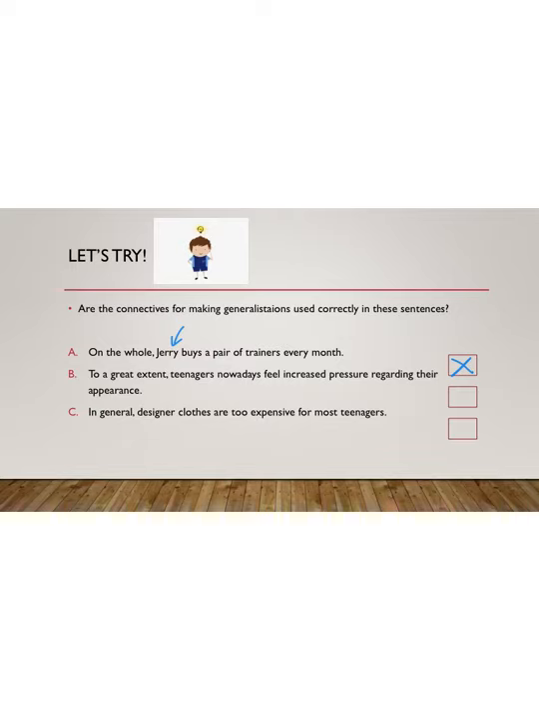And for number B, "To a great extent, teenagers nowadays feel increased pressure regarding their appearance." This is correct because we are talking about a group of people, teenagers, and it's generally correct. And the last one, "In general, designer clothes are too expensive for most teenagers." This is also correct, because we are talking about all members of that group, and it's true in most of the situations.